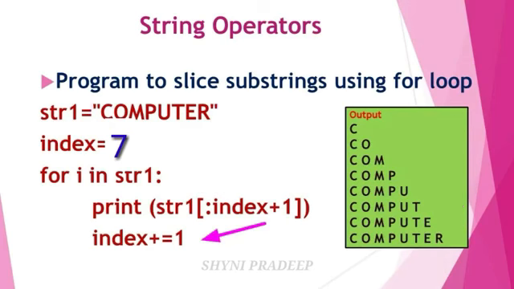Okay, next, index plus is equal to 1, what? 8. Okay, so see the next character. No, there is no character. So here you have to stop your execution. Okay, see here the word COMPUTER will be printed on the output screen like this. Okay, this is the output. So this is about string operators.